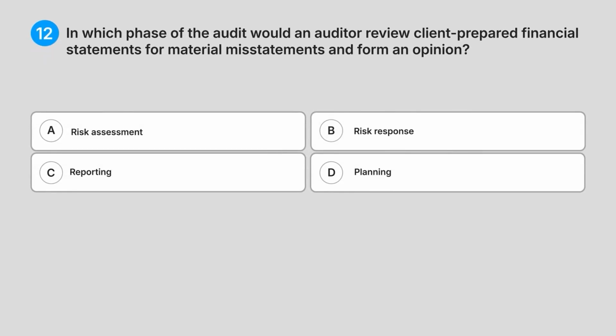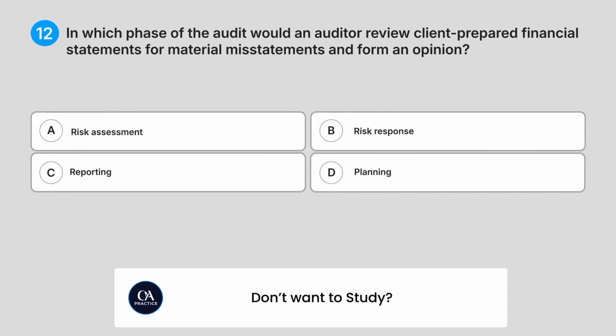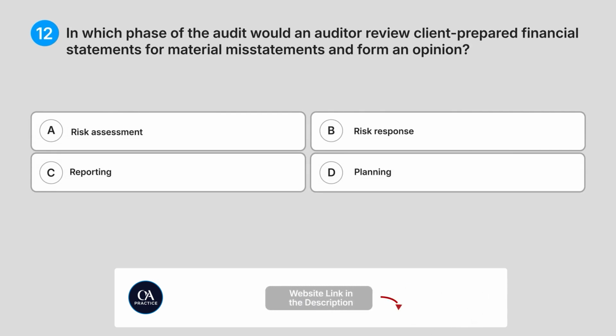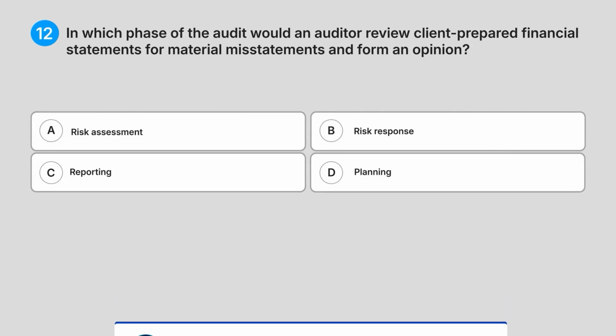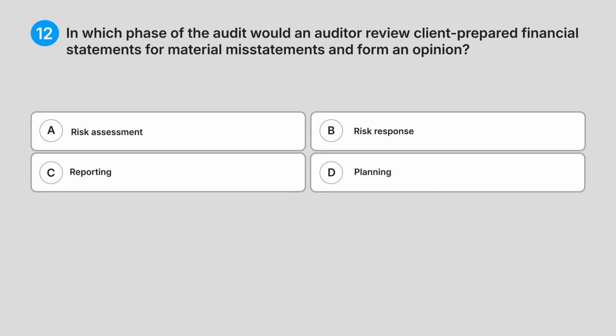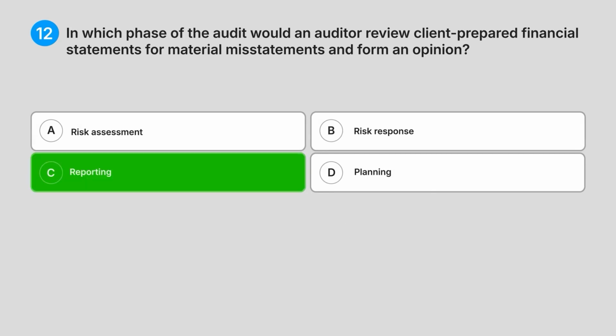In which phase of the audit would an auditor review client-prepared financial statements for material misstatements and form an opinion? A. Risk assessment. B. Risk response. C. Reporting. D. Planning. Can you guess the answer? Correct answer. C. Reporting.